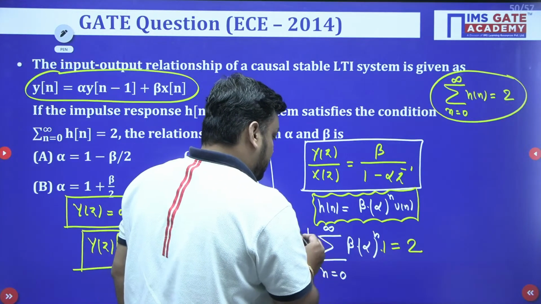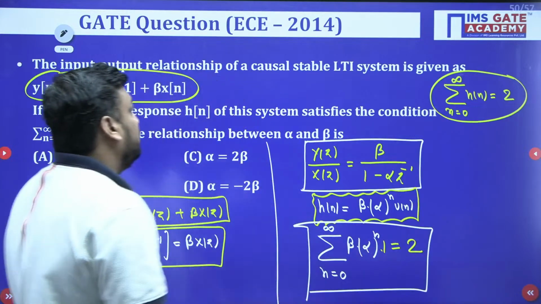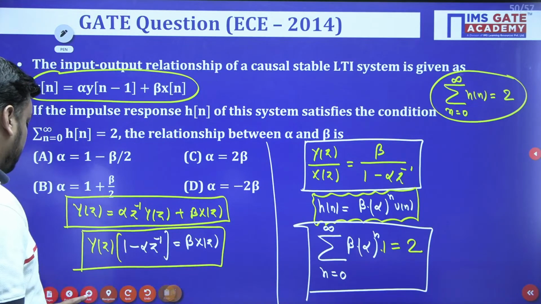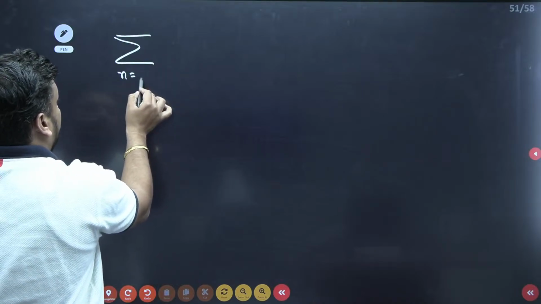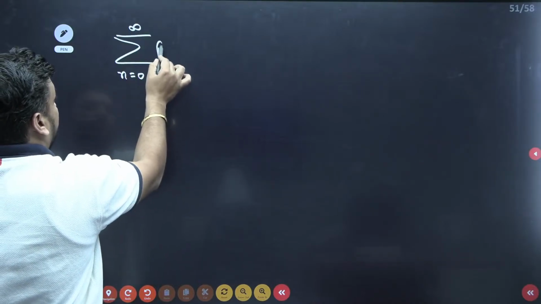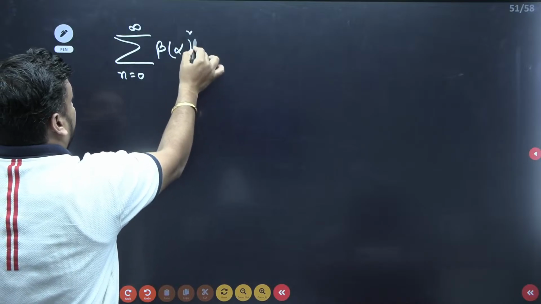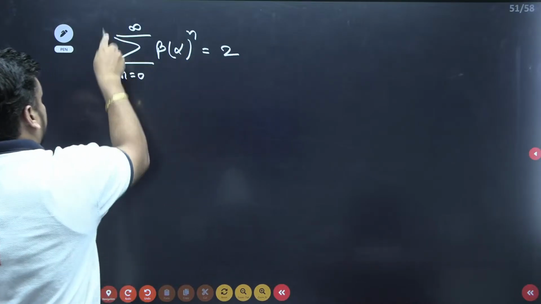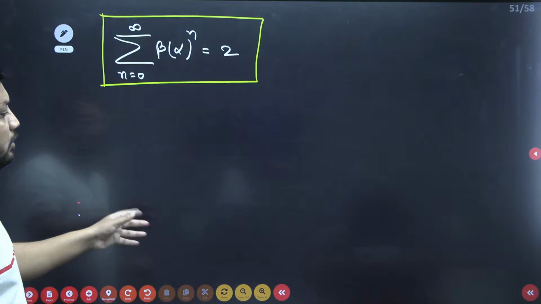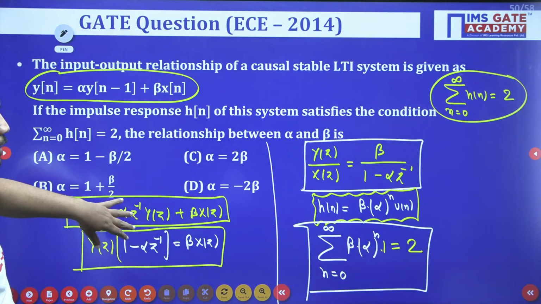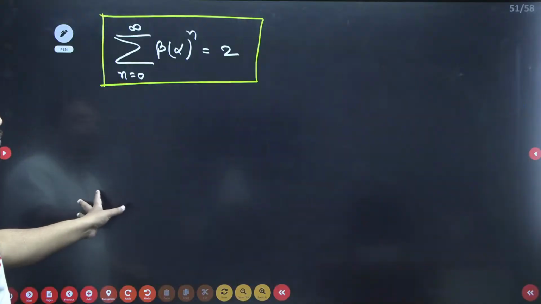So I am solving this equation in the next slide. I am writing the same equation again in the next slide because there is no space here. Sum over n equal to 0 to infinity, beta dot alpha to the power n is equal to 2. I think this is the equation, guys. Tell me yes or no.